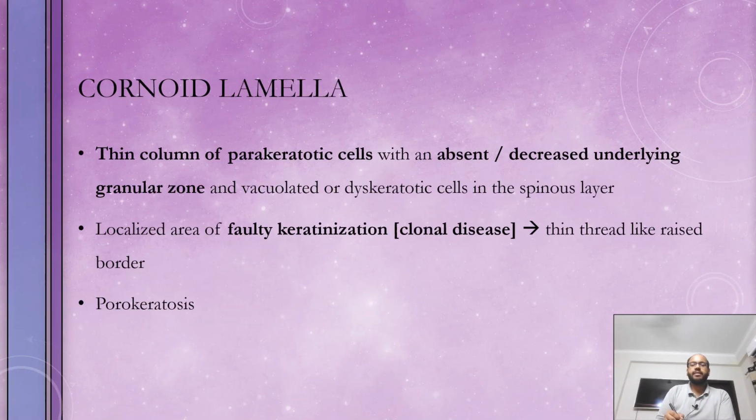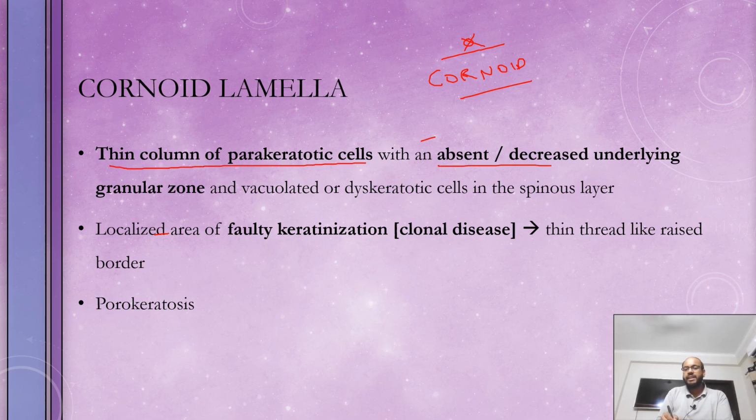Cornoid lamella. This is the second minor reaction pattern. Now remember, it is cornoid lamella. It is not coronoid. There are only two O's in it. No third O. There is no coronoid. This is wrong. It is cornoid lamella. Cornoid lamella is a thin column of parakeratotic cells with an absent or decreased underlying granular zone.